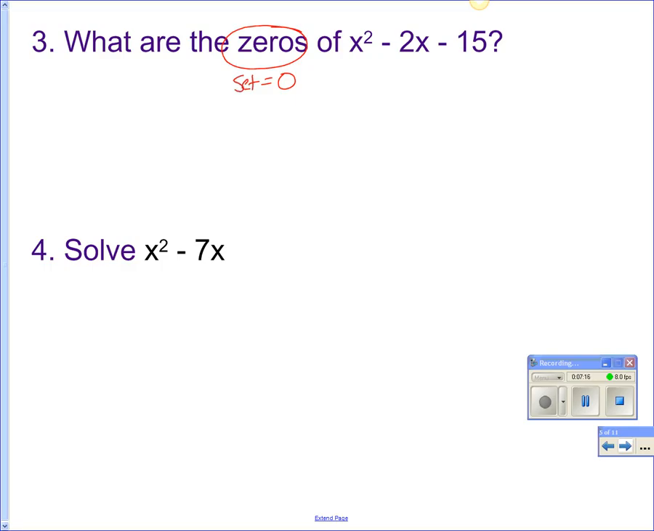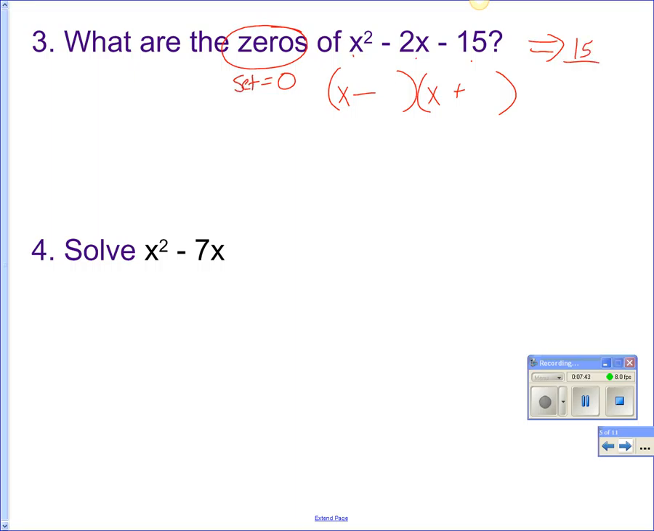How many parts do I have? 3. When it has 3 parts, what do I do? Parentheses. X and X. Are my signs going to be the same or different? They're going to be different. What else do you have to do on this one? Thank you. Kick out the 15.